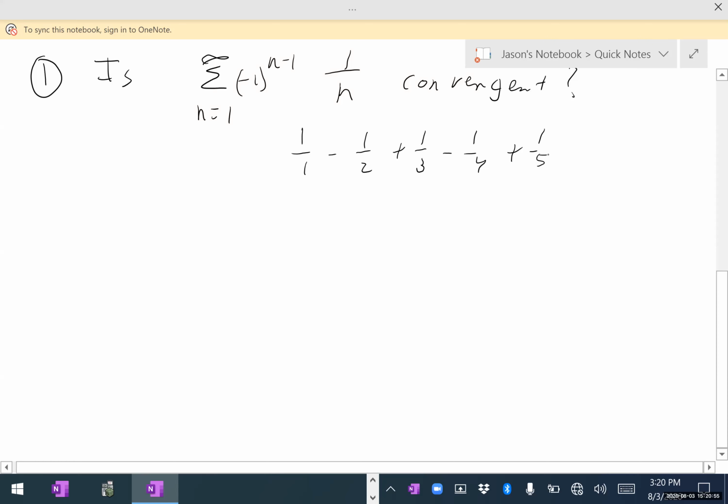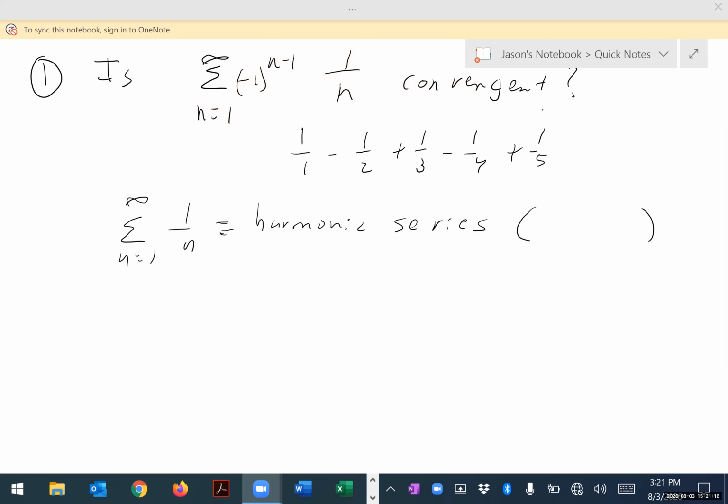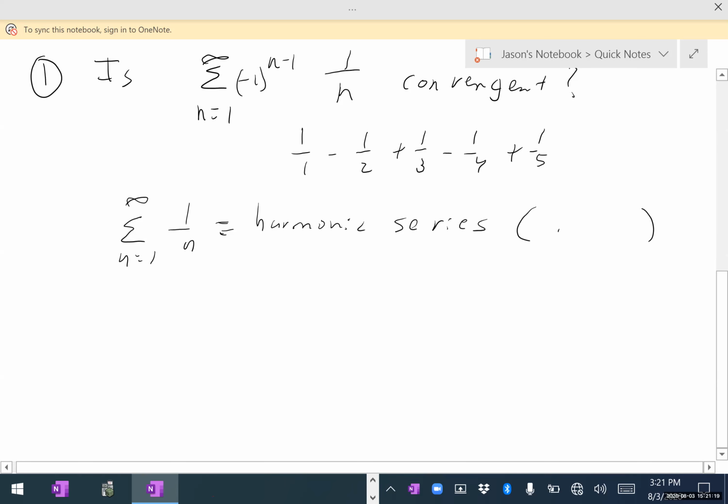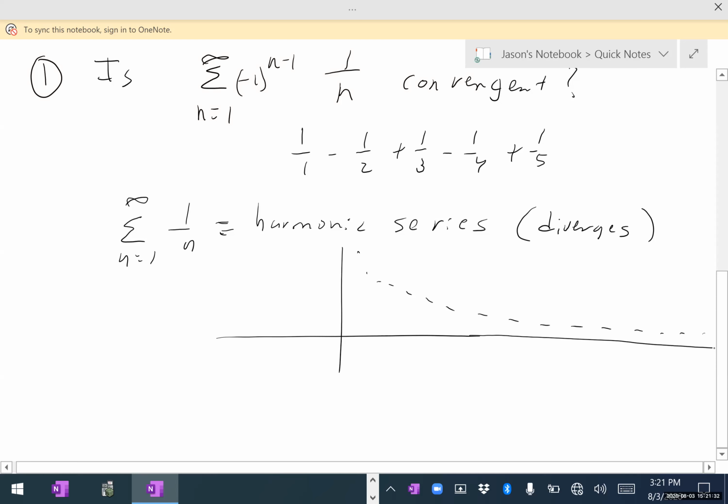Now, what did we call the summation as n goes from 1 to infinity of 1 over n? This was called the harmonic series. Did we say the harmonic series converged or diverged? We said that it diverged. It diverges because it doesn't go to 0 fast enough. We keep adding more and more values, and it doesn't go to 0 fast enough.